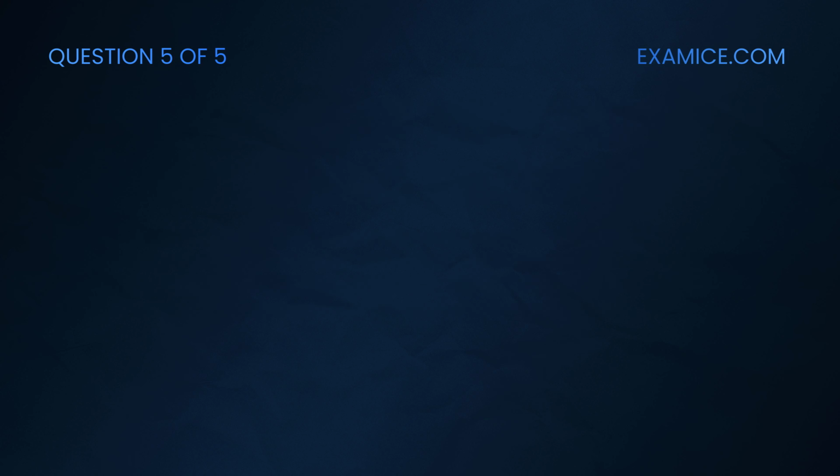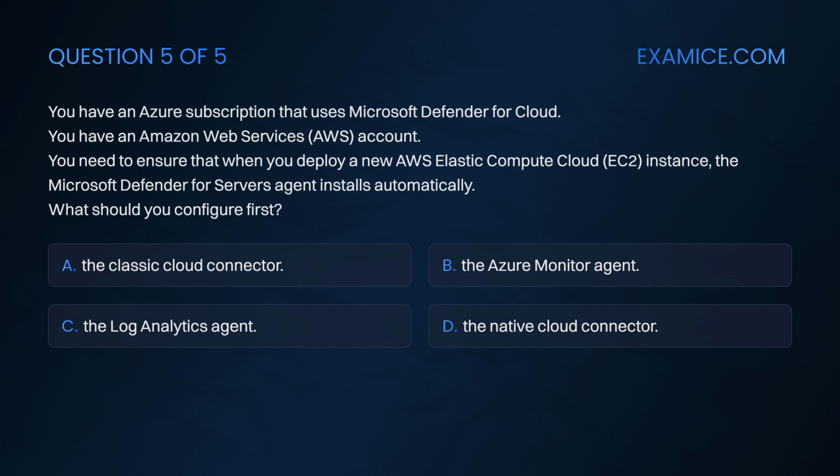Question 5. You have an Azure subscription that uses Microsoft Defender for Cloud. You have an Amazon Web Services account. You need to ensure that when you deploy a new AWS Elastic Compute Cloud instance, the Microsoft Defender for Servers agent installs automatically. What should you configure first?